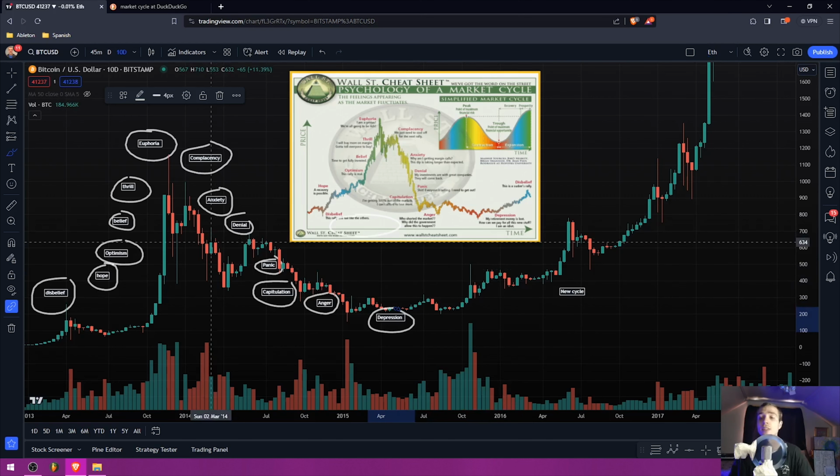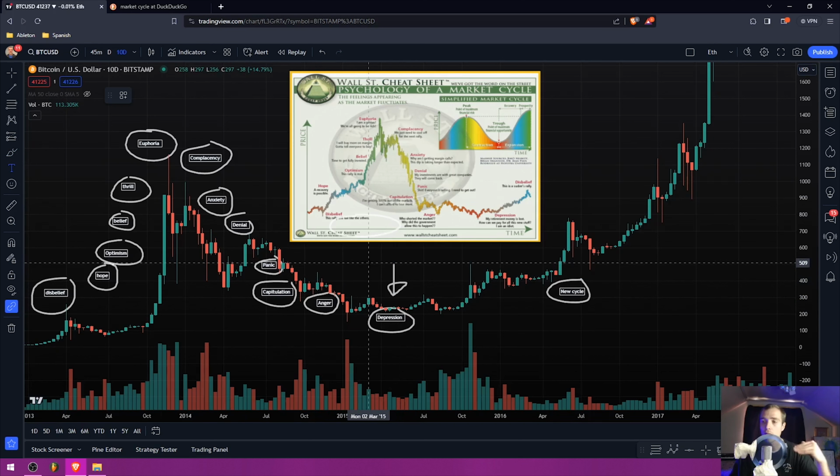So the goal is actually to buy a market cycle somewhere between this new cycle phase, the disbelief phase, or the depression phase, which is obviously the most optimal because you're going to get the most financial reward with the lowest risk in that depression phase of a market cycle. So how do we trade Bitcoin? How do we trade crypto cycles? We look for three things when it comes to entries: disbelief phase, depression phase, and new cycle.